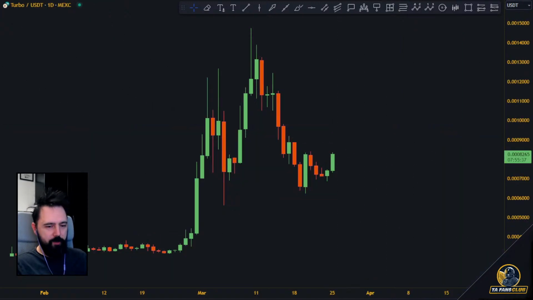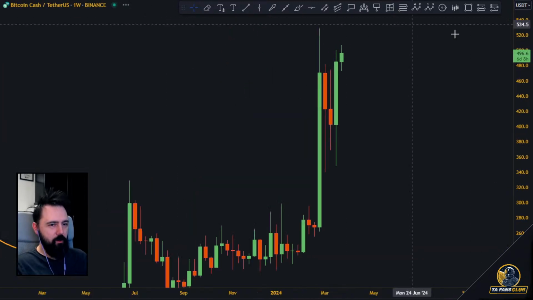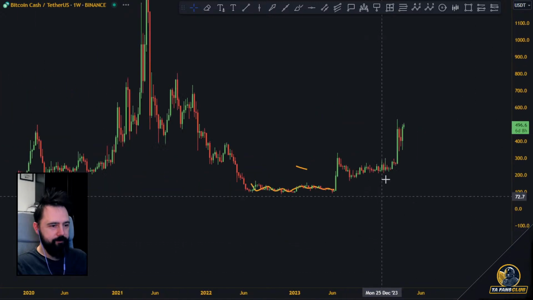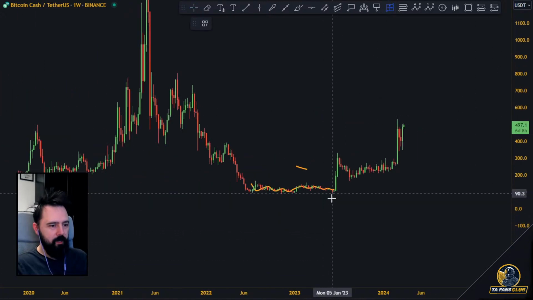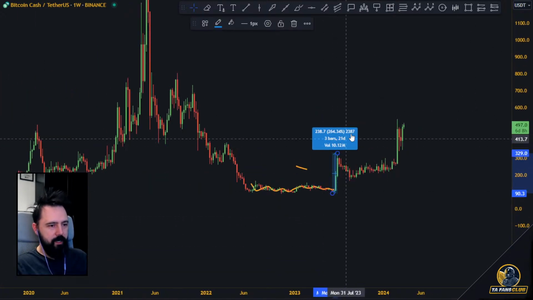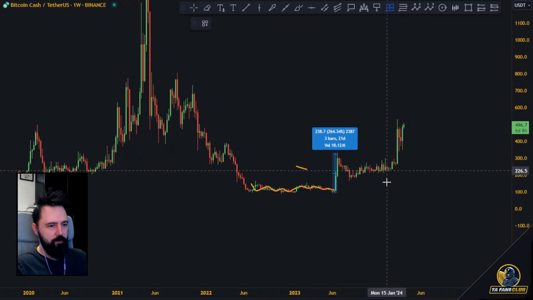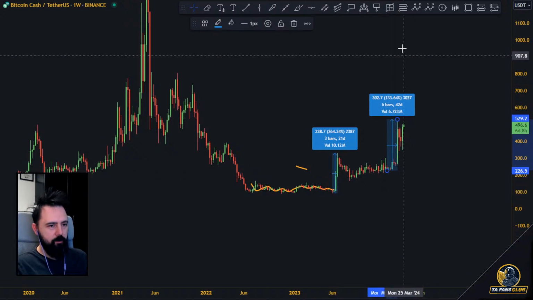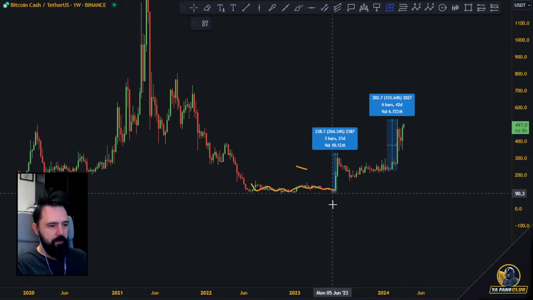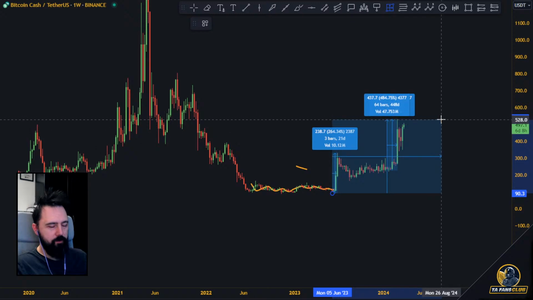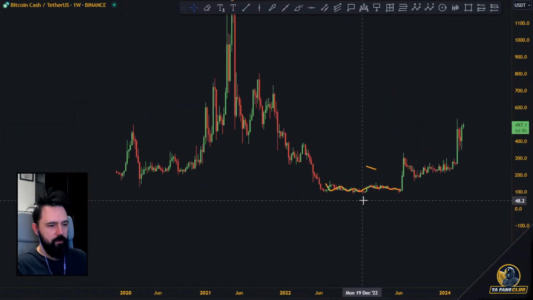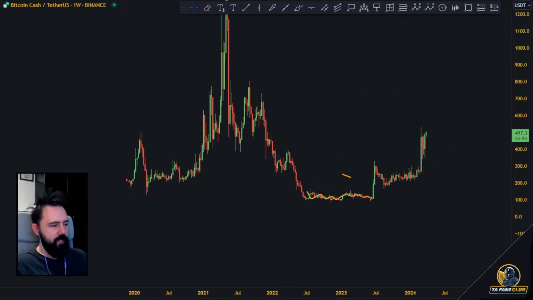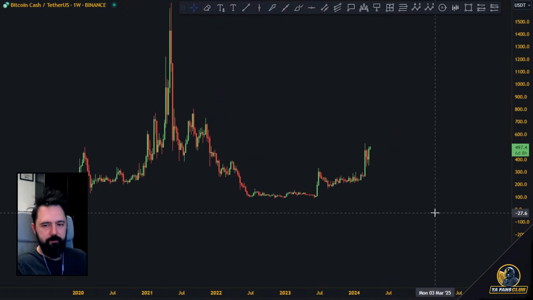Turbo is up 11% right now. Bitcoin Cash, I don't know why this thing pumps though. This is a 300% move, and this a 100% move, and together it's like a 600% move. I mean, even Bitcoin Cash looks better than EOS. How can that be?